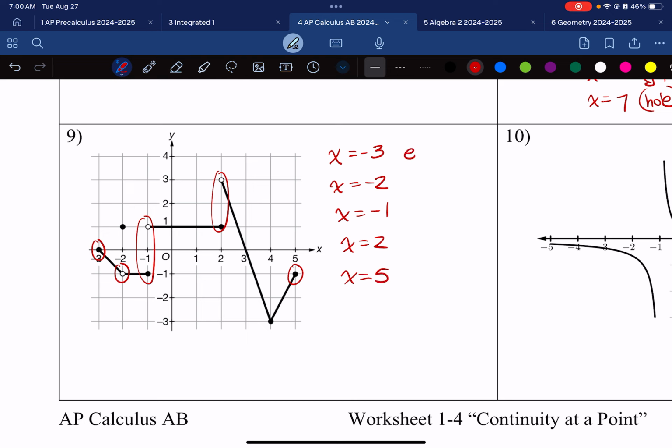I like doing the ends first. Another end. And then we have a hole for -2. We have a gap for -1, we have a gap for x equals 2.